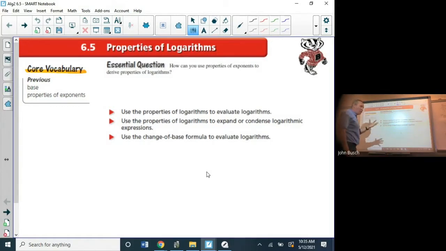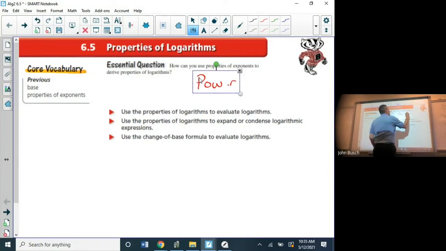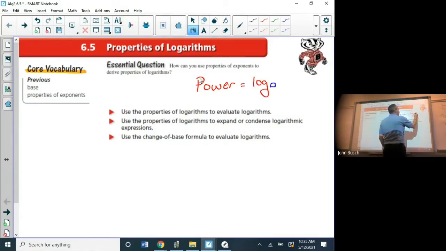Now, you guys know stuff about logs already. You know that logs are powers, right? Power equals log. And then there are two parts of the log, right? There's the base of the log, just like there's the base of an exponential. And then there's a number you evaluate the log of. I saw one teacher call it an argument. But anyway, power equals log.